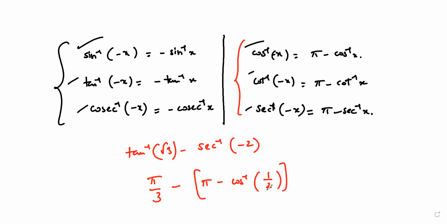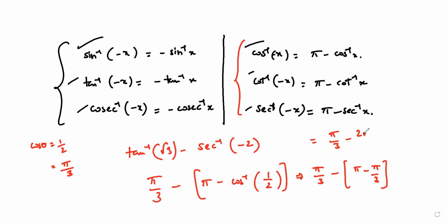So what is cos inverse of 1 by 2 basically? Cos theta is equal to 1 by 2. 1 by 2 is 60 degrees, which means pi by 3. So I can write this as pi by 3 minus of pi minus pi by 3. So I get pi by 3 minus 2 pi by 3, that is nothing but minus pi by 3. So that will be the value of this.